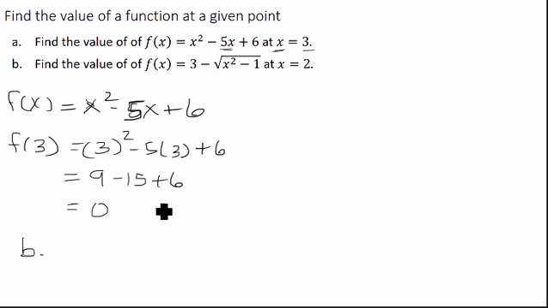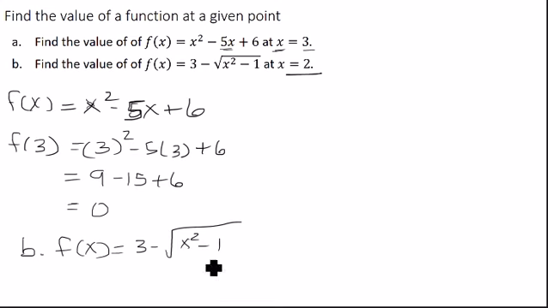Alright, so I hope you worked on this part B. So let's look at it together. Here we have f of x equals 3 minus square root of x squared minus 1. And we're finding the value at x equals 2. Now this is a radical function, so you cannot put everything in place of x, because the negative inside the radical is not allowed. That's not a real number, that's a complex number. So we would like to avoid those situations.